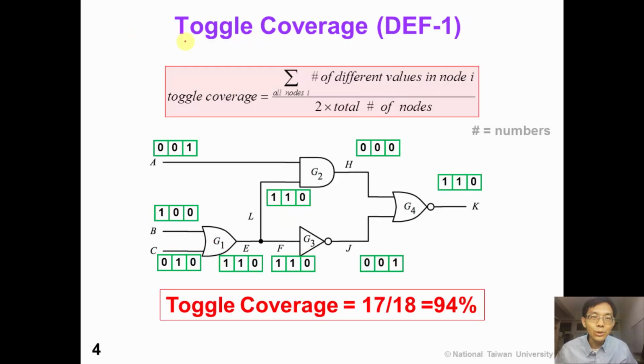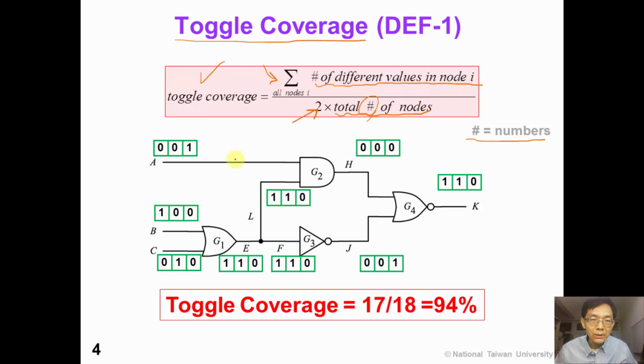Okay, so let's start with the first alternative, toggle coverage. The definition of toggle coverage is shown in this rectangle. In the denominator, we have 2 times the total number of nodes. This pound sign represents number. In the numerator, we have a summation of the number of different values of every node in the circuit.